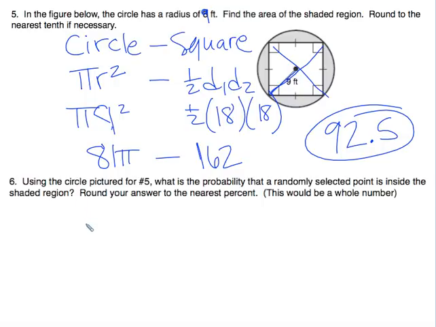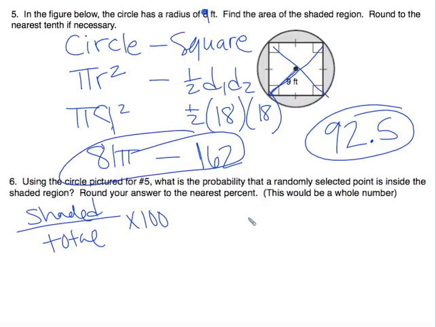Now, it says, using the picture for this one, what is the probability that a randomly selected point is inside of the shaded region? So probability means we do shaded, which is this, over the total. And then we do times 100. Now, we don't want to use the rounded one, so I'm going to use this since this is still exact. I'm going to put that for my shaded area on top. Now, the total is basically the shape that is the whole thing, which is the circle. So that means on bottom we get 81 pi.